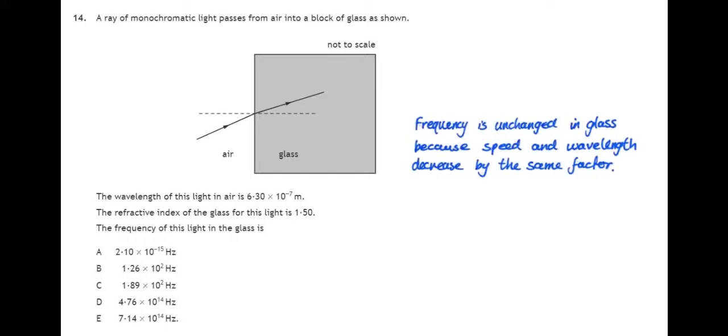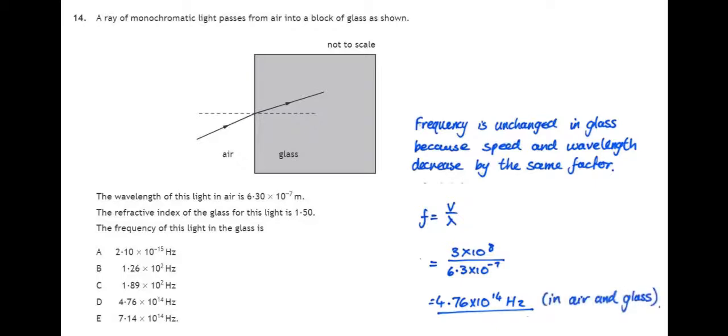So all we need to do is use f equals v over lambda, where v is the speed of light, 3 times 10 to the power of 8, divided by the wavelength, which is 6.3 times 10 to the power of minus 7, and that gets us a frequency of 4.76 times 10 to the power of 14 hertz in air and in glass. Answer D.